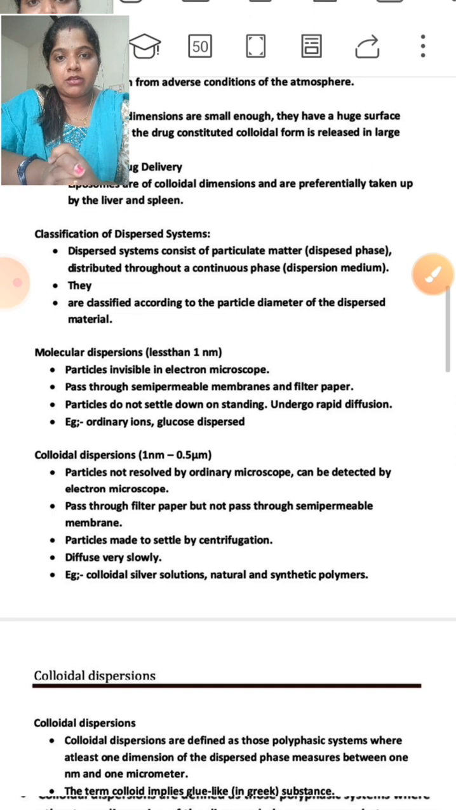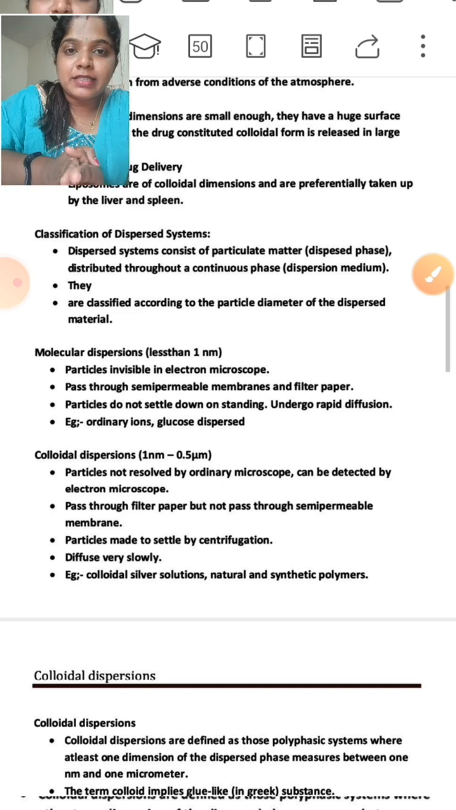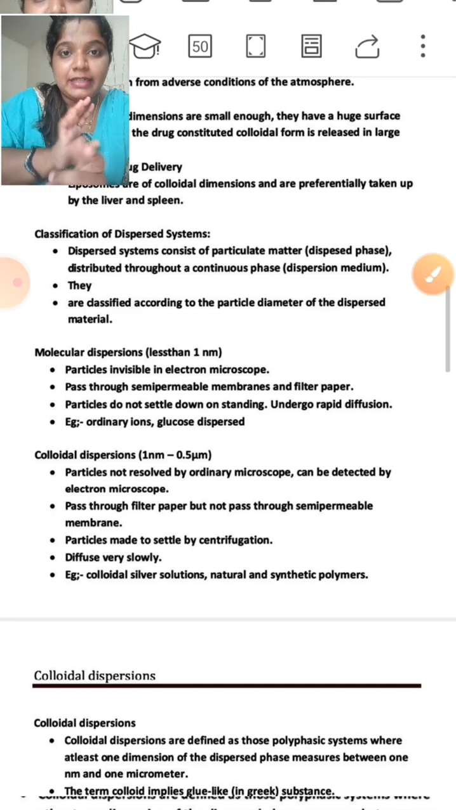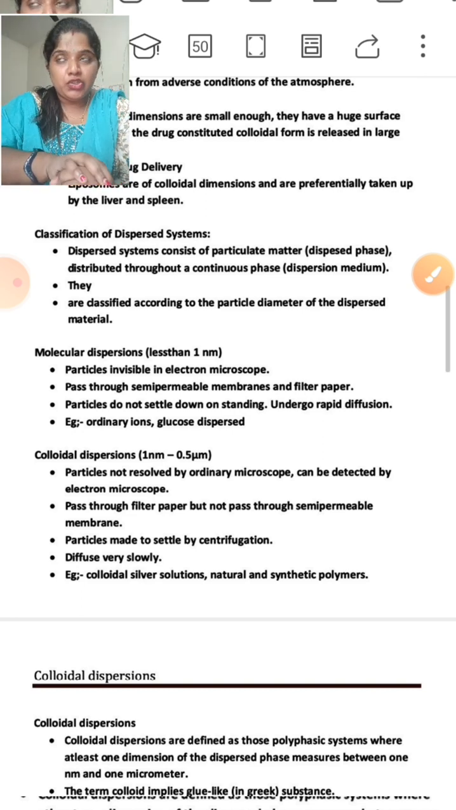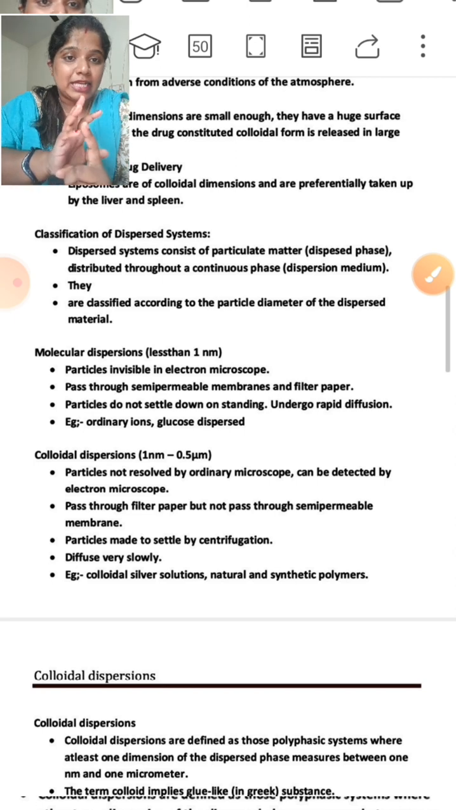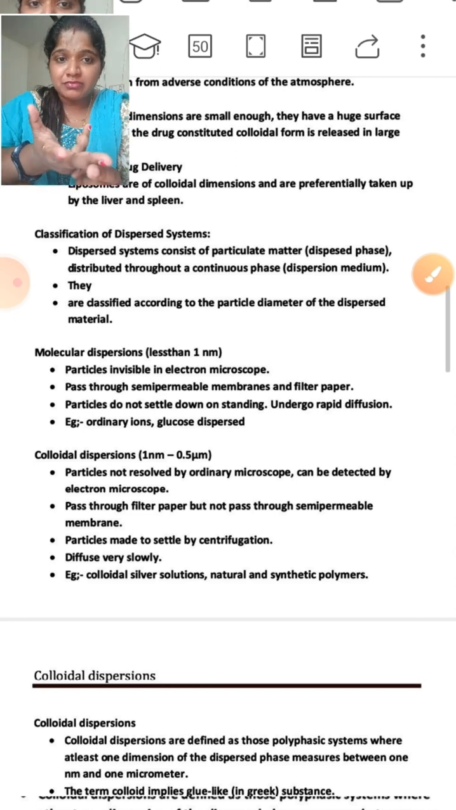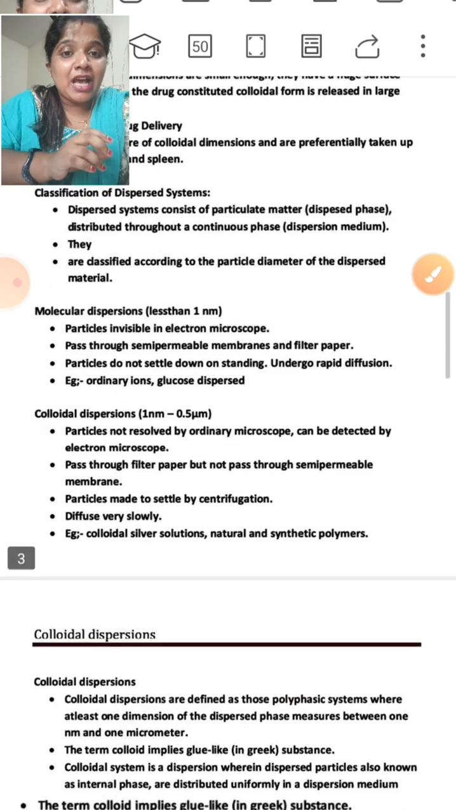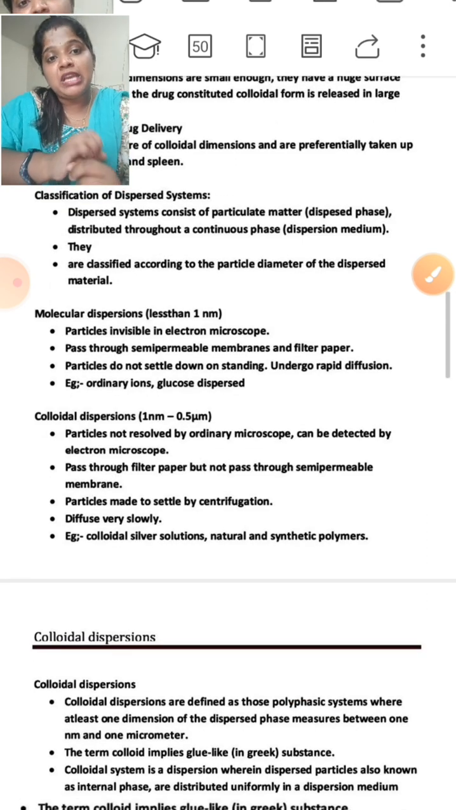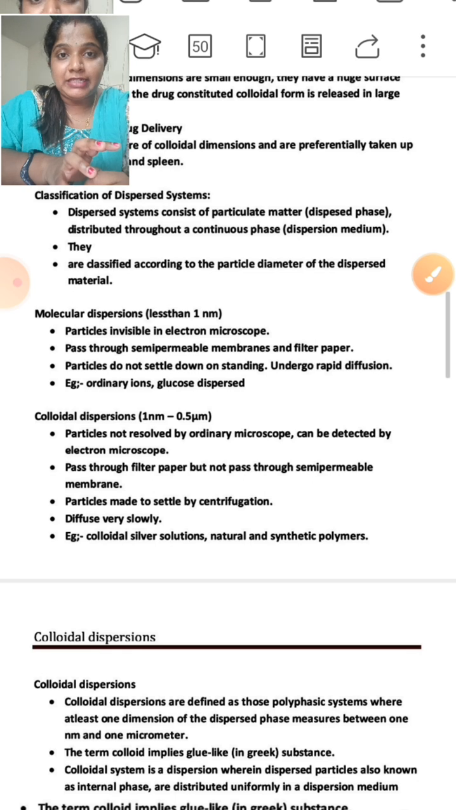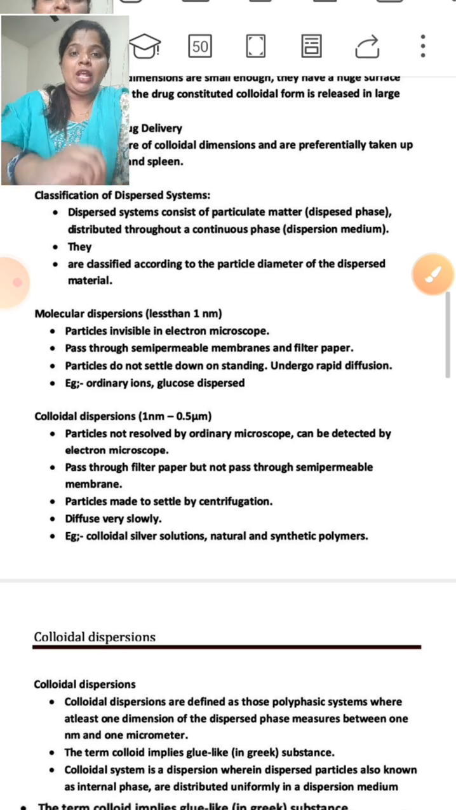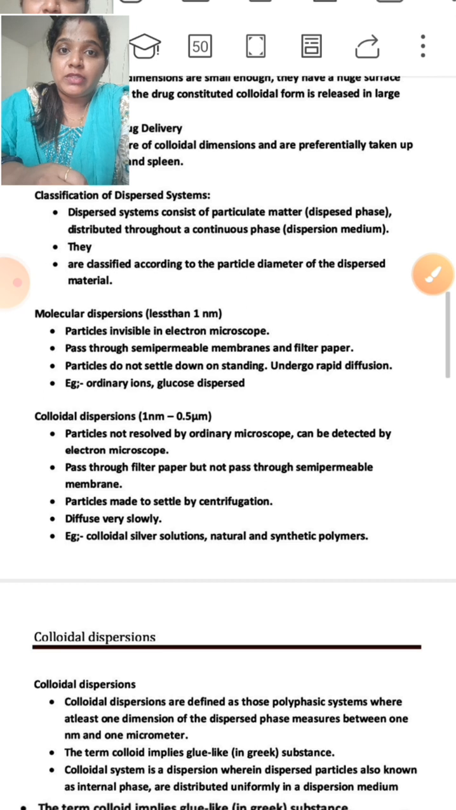dispersed systems. The dispersed system consists of a particular matter, the dispersed phase, distributed throughout a continuous phase. The continuous phase we can call the external phase or dispersion medium, where it got distributed. They are classified according to the particle diameter of the dispersed material.